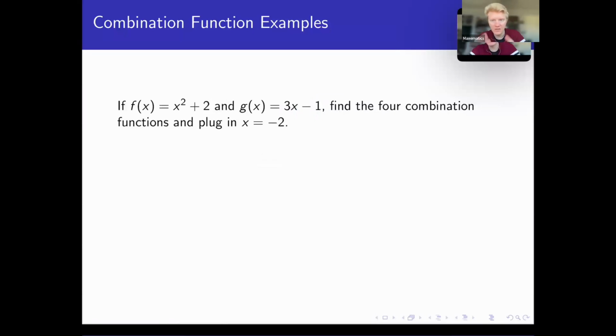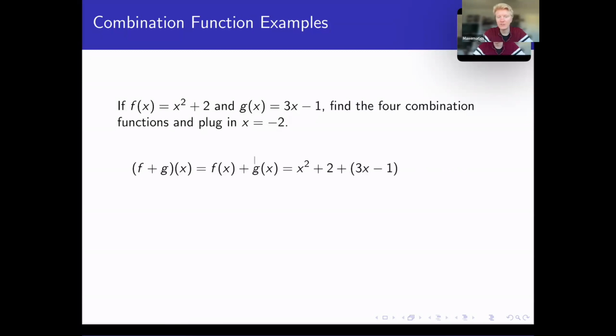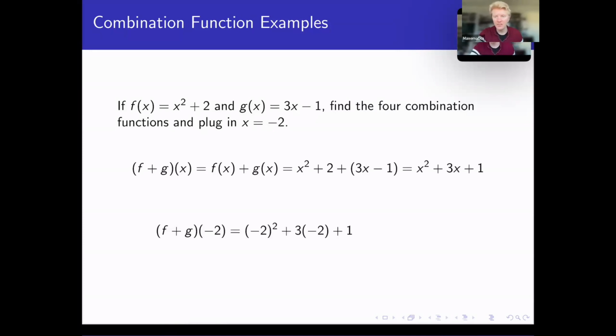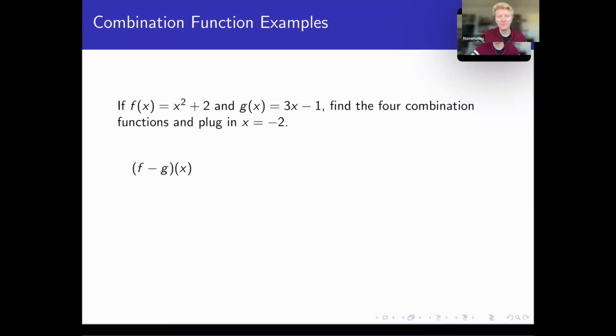All right, let's do the same thing, different functions this time. And now we're going to plug in negative 2. f plus g of x, f of x plus g of x. Here's f of x, here's g of x. Let's combine like terms. And now let's plug in negative 2. Negative 2 squared is 4. 3 times negative 2 is negative 6. And we get negative 1. So not very crazy, I don't think.